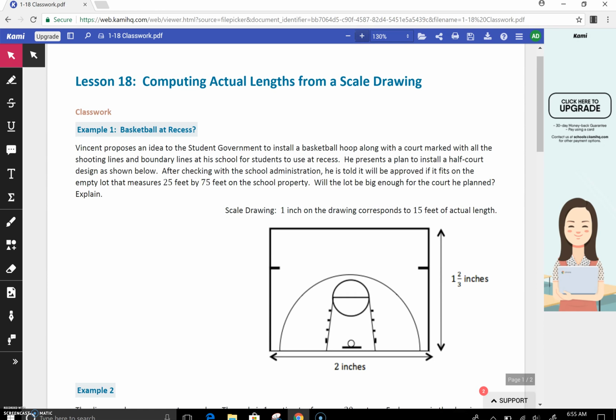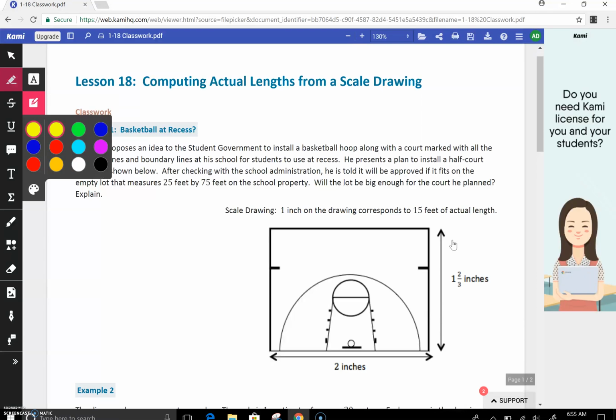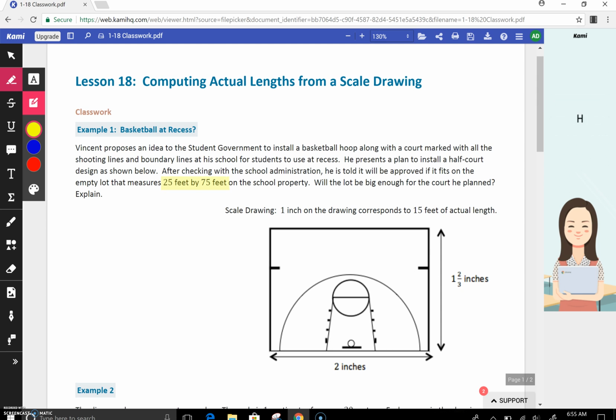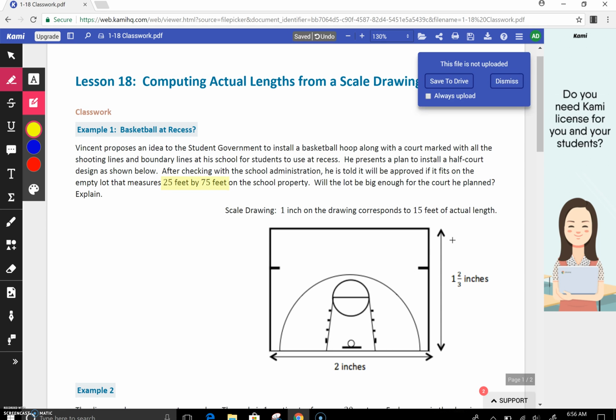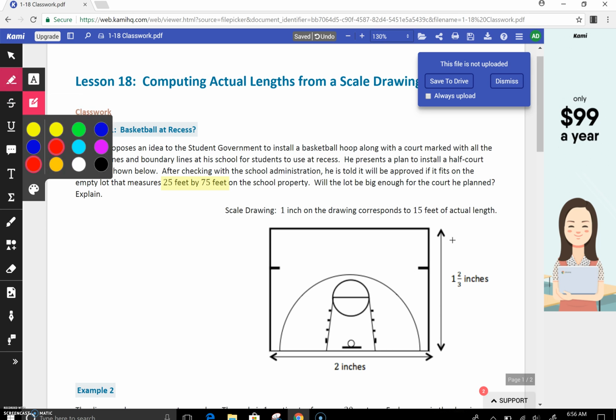So example number 1. Vincent proposes an idea to the student government to install a basketball hoop along with a court marked with all the shooting lanes and boundary lines at his school for students to use at recess. He presents the plan to install a half-court design as shown below. After checking with the school administration, he is told it will be approved if it fits on the empty lot that measures 25 feet by 75 feet on the school property. Will the lot be big enough for the planned basketball court?